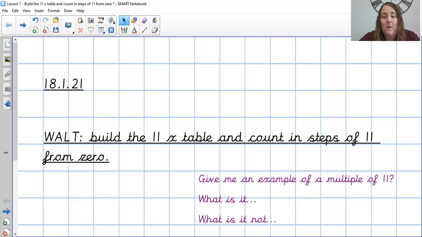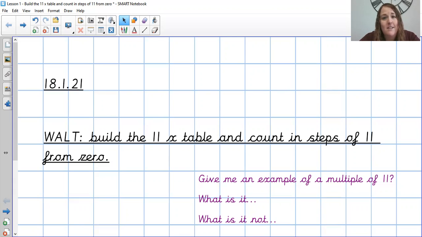As you know, last week we finished our subtraction unit and we are now back to multiplication. So this is lesson 1 on our new multiplication, and we are learning today to build the 11 times table and to count in steps of 11 from 0.